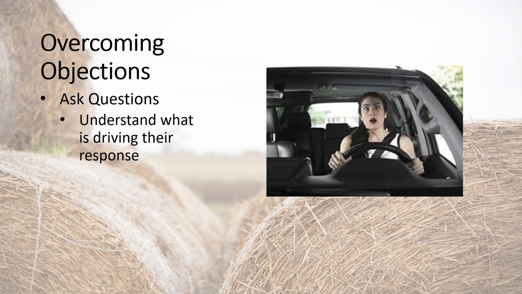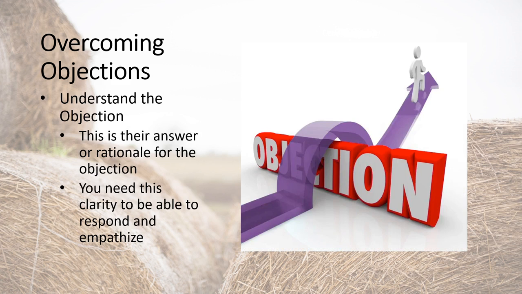You want to make sure you understand what is driving their response. For example, what impact did the policy in question have on your business? You also need to understand the objection. This is their answer or rationale for the objection. This is the clarity you need to be able to respond and empathize with them. For example, I completely understand it's sometimes hard to fathom how one member can change the direction of a state policy.